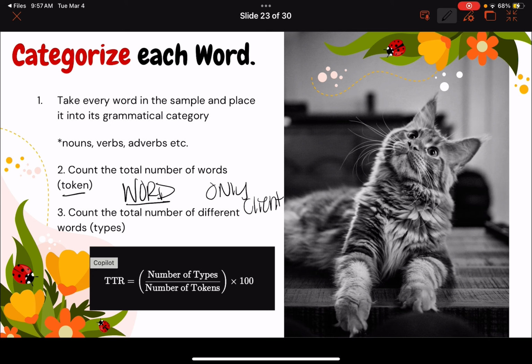Then what you're going to do is count the total number of different words. So how many different words do we have? And then that is going to be your types. And then to calculate a TTR, you're going to do the number of types divided by the number of tokens and multiply that by 100. And that's going to give you your TTR. So that will tell us how complex this language is. We have all these words, but are they actually complex?